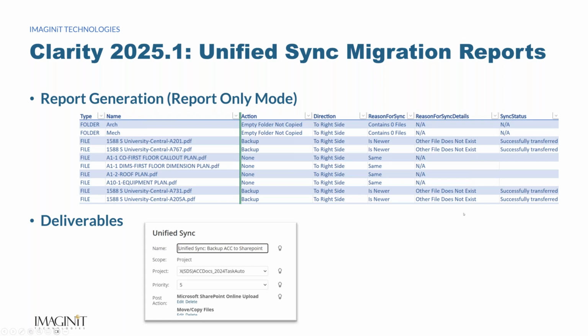And this report is treated like a deliverable. So if you want to put it somewhere in a post-task action, you can pretty much put it anywhere. In this case, in the screenshot, I'm putting it in SharePoint along with my transfer. I transferred from ACC to SharePoint, and I put the report up in a separate folder. Or you can also move and copy it to a different network location.